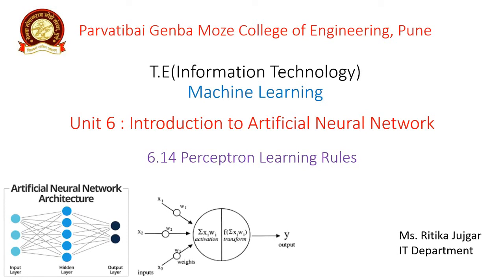So in this video we discuss perceptron learning rules. In the previous video we already discussed what is meant by a perceptron, how a perceptron works in an artificial neural network, and also what learning algorithms are used in a perceptron. We discussed the learning algorithm for a single output unit and also for multiple output units. In this video we discuss the perceptron learning rules.